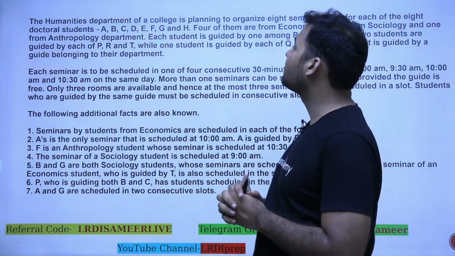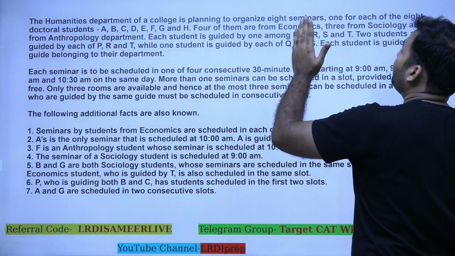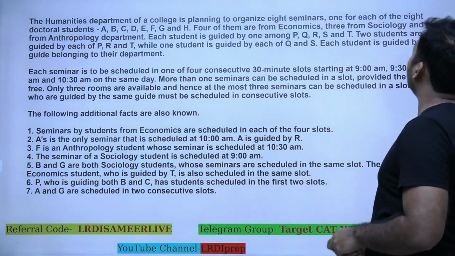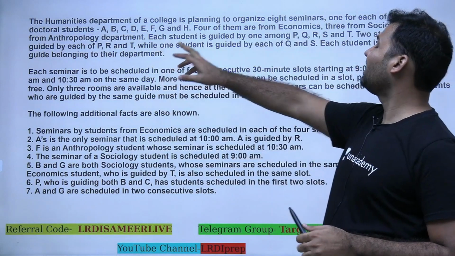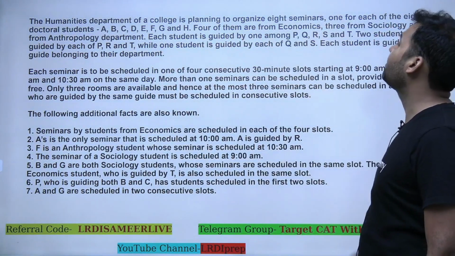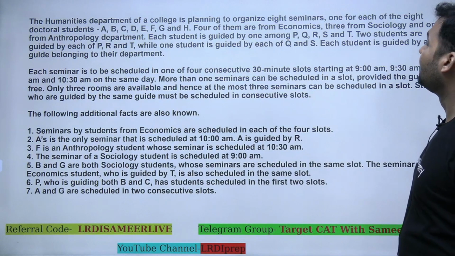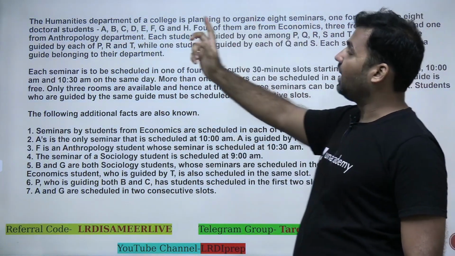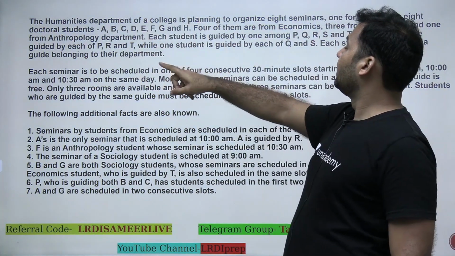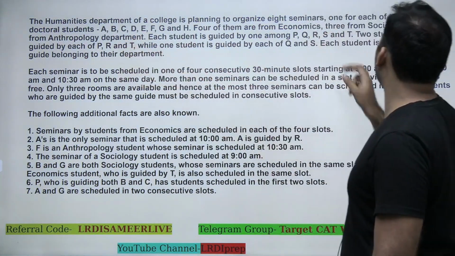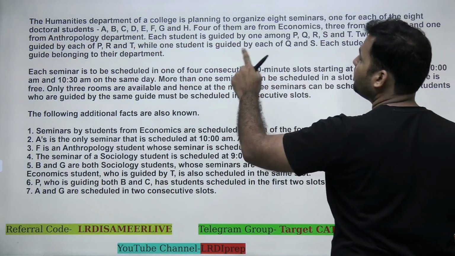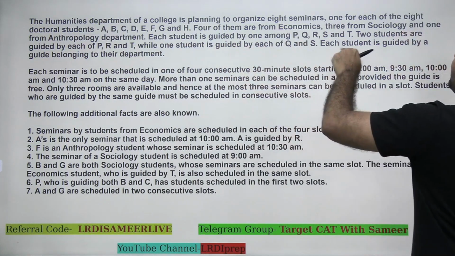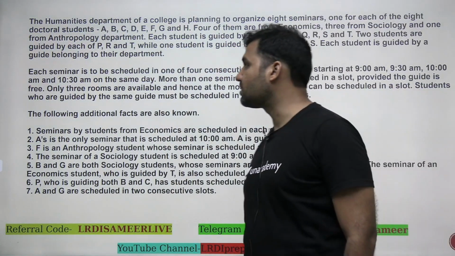So these are the students, 8 students, and 4 of them are from economics, 3 from sociology, and 1 from anthropology department. Each student is guided by one among P, Q, R, S, and T. So there are 5 professors, 4 slots and 8 students. P, R, and T are guiding 2 students each, and 1 student is guided by each of Q and S. Each student is guided by a guide belonging to their department.